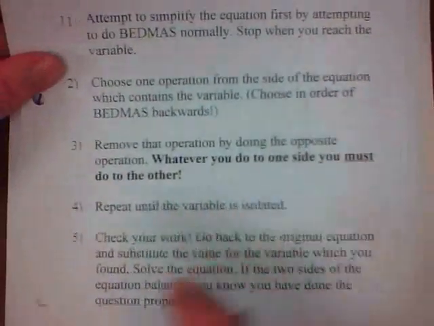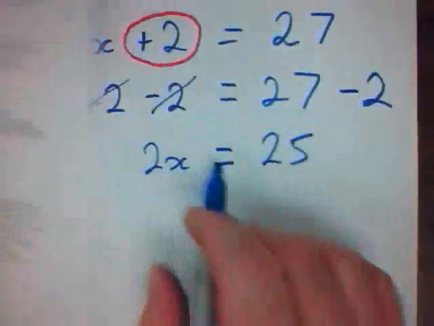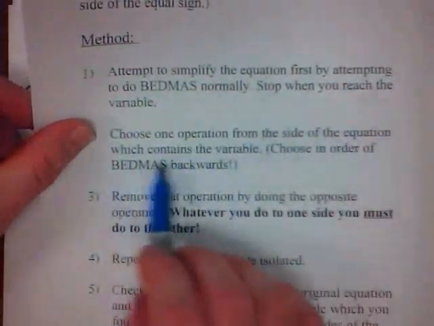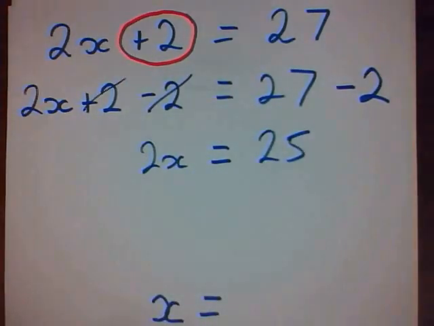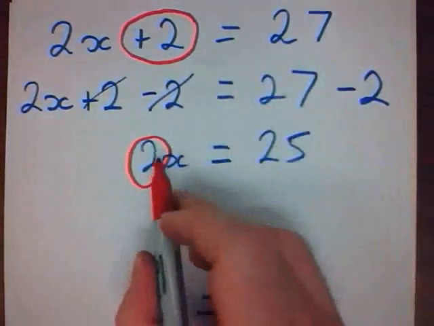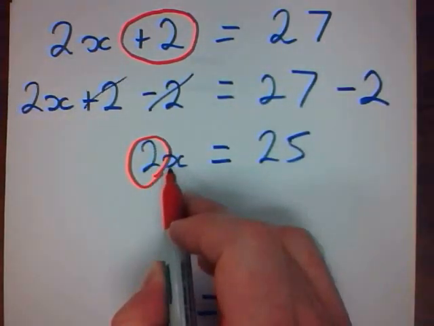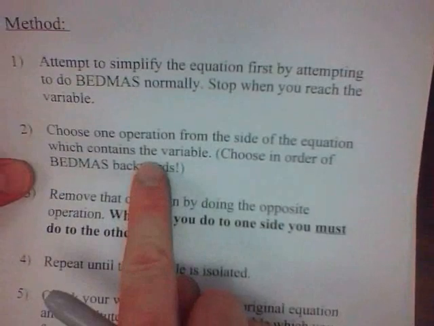Now, repeat until the variable is isolated. I'm going to try that again. BEDMAS, 2 times x, can't do it. Choose one operation from the side of the equation that contains the variable. All right, here's the side of the equation with the variable. There's only one operation left to do. I'm going to get rid of this. Remember, lazy mathematician, there's a multiplication symbol here, 2 times x. So, I have chosen what to get rid of.